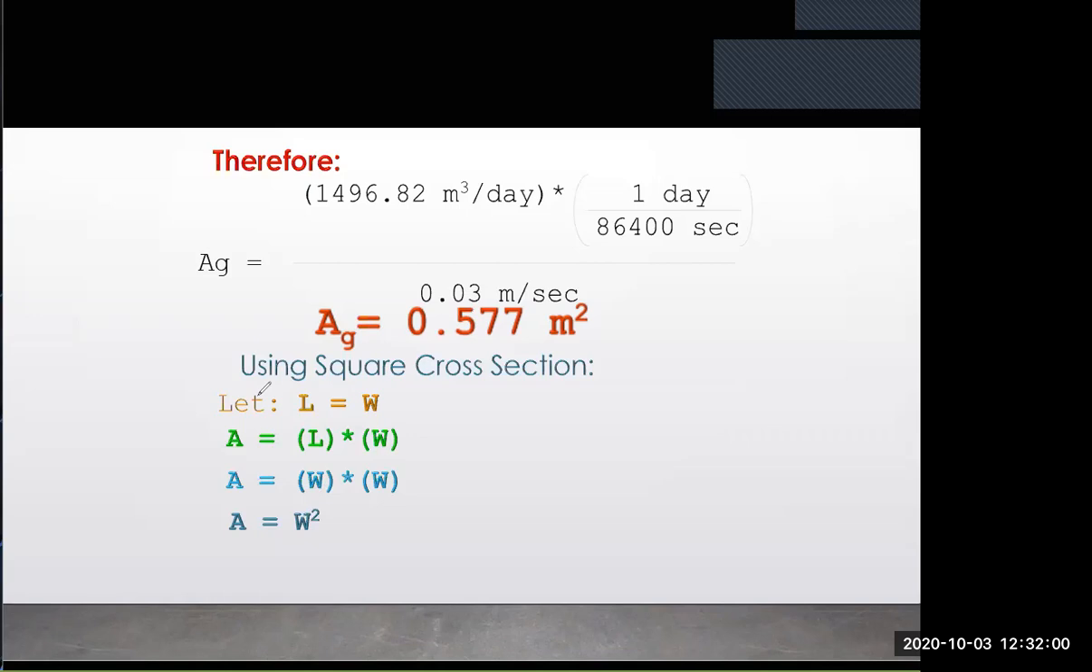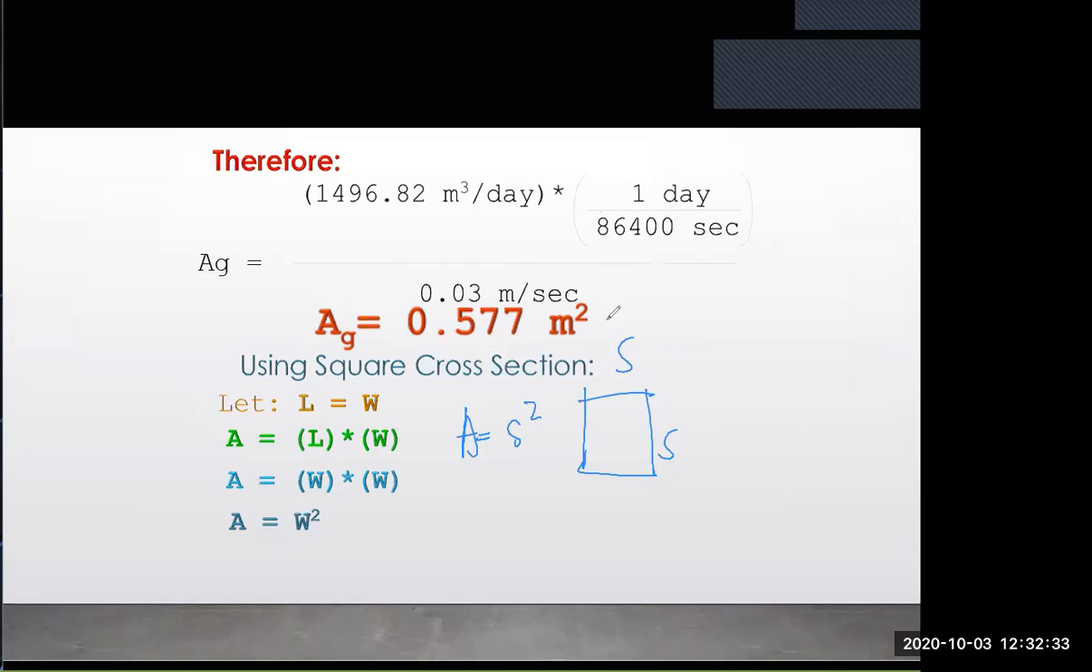And then by assuming that it is a square cross-section para madali ang computations, I can say that the area is just S squared, the sides. Okay, if this is S and that is S, then that is simply S squared. So, I want to make my computations easier, so I'll just say that the length is equal to the width. That is a square, so the area is equal to W squared.